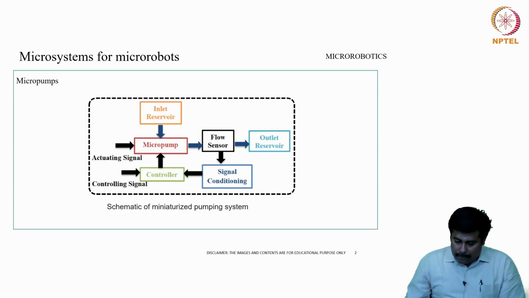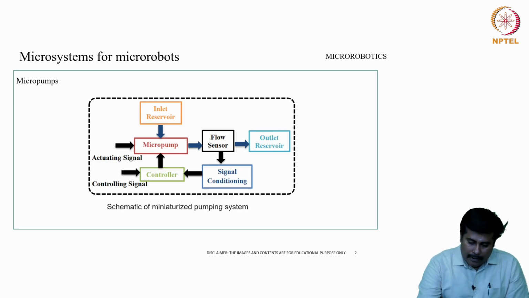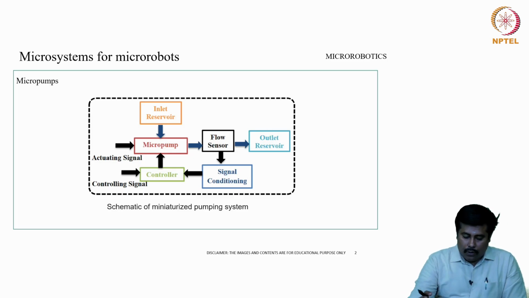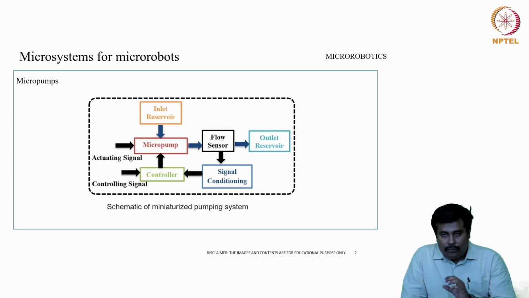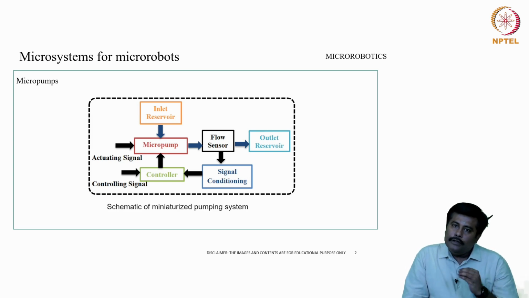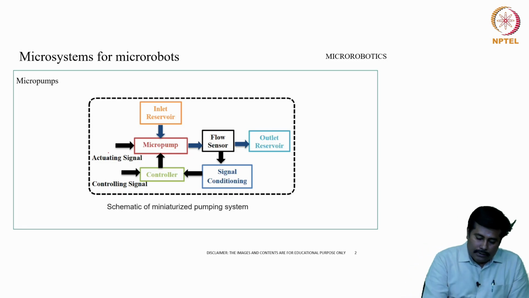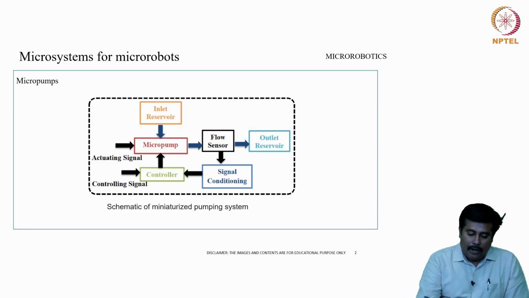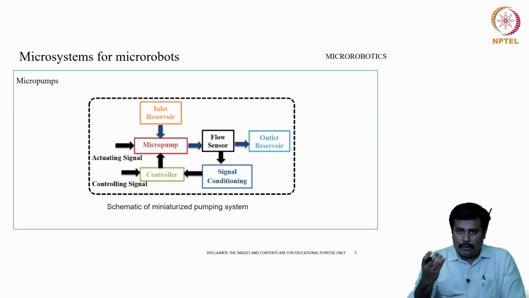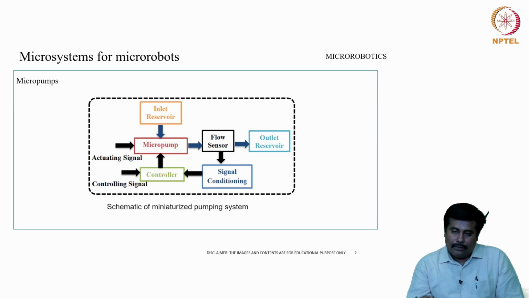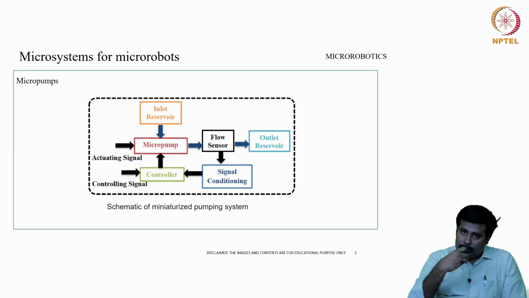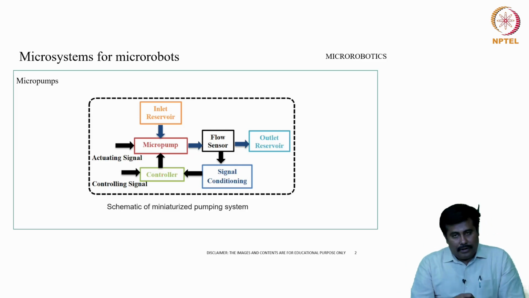With reference to the micropump, this is the overall configuration. We have an inlet reservoir, a flow sensor, and an outlet reservoir. The micropump needs to be appropriately actuated, so it is fed by an actuation signal. In the case of targeted drug delivery, the drug acts as the reservoir. From the reservoir, the drugs are pumped and fed into the system.